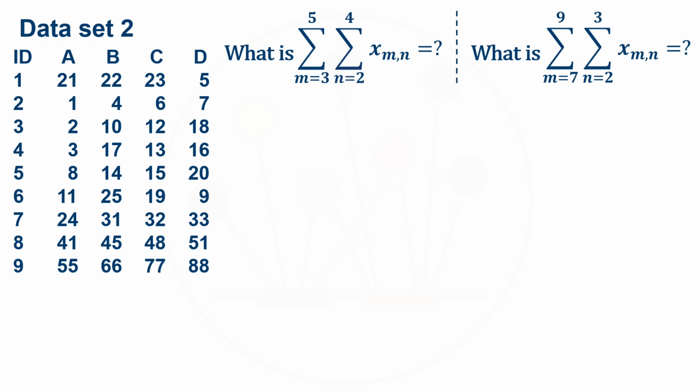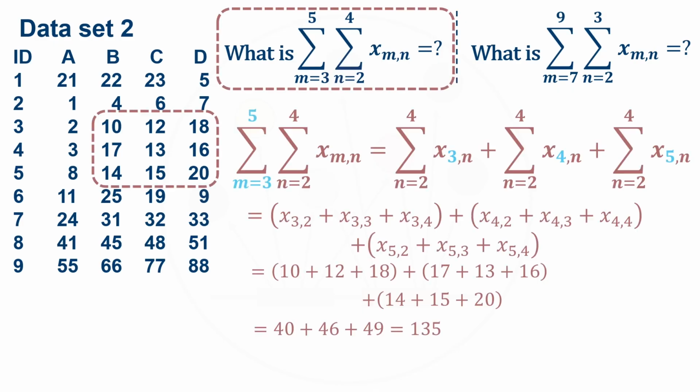In the second double summation, m is going from 7 to 9, n is going from 2 to 3 of x_m,n. So we're going rows 7 to 9, columns 2 to 3 in the second double summation. For the first double summation, we're looking at the region for rows 3 to 5, columns 2 to 4, so that's represented by the dashed line in the table.